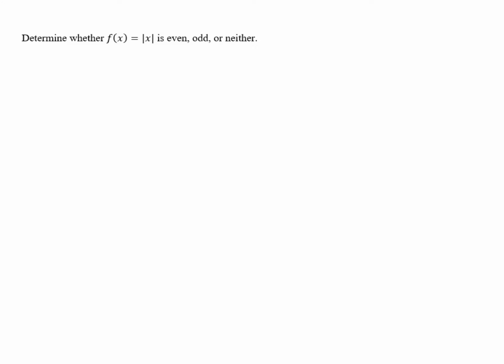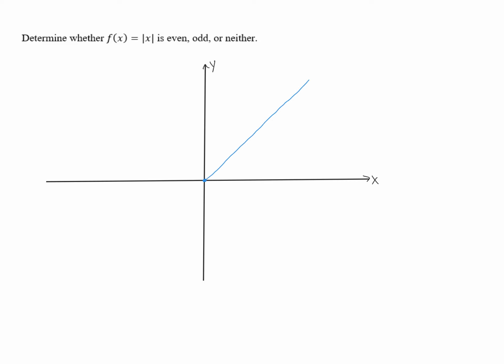Determine whether f of x equals the absolute value of x is even, odd, or neither. Now, you know what the graph of this function looks like. The absolute value graph is going to go through the origin, and we know that it is a V shape with linear parts in the first quadrant and the second quadrant.